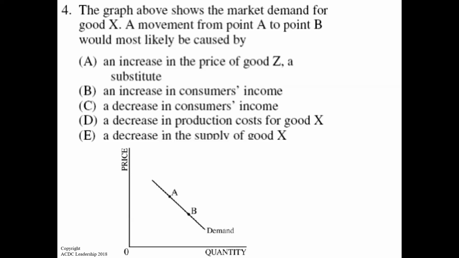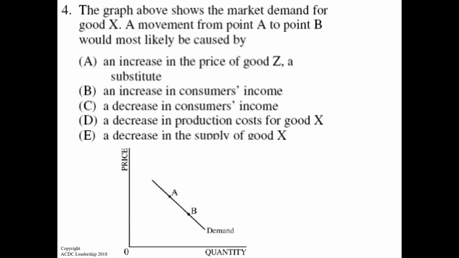Bradley, on 1 to 10, 10 being I absolutely know this, 1 being I have no idea what's going on, how would you rate your answer to this problem? 5. All right. So, Brad, if I could get you to 50-50, that would help a lot. An increase in the price of good Z, a substitute. What is a substitute going to do? Is it a shifter? Yes. Do we want the curve to shift here? No. So A is gone. An increase in consumers' income. Is that a shifter? Yes. Do we want that? No. B is gone.